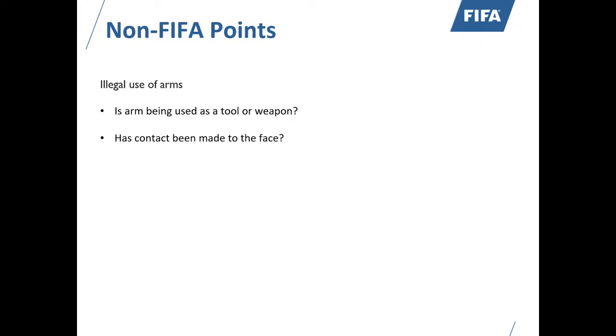Okay. That is right. All right, illegal use of arms. Basically you can use the arm as a tool or you can use it as a weapon. A tool for the arm is just a push. A weapon is a strike, or a slap, or using that forearm to cause damage or injury. Back again, safety. Also, always be aware: has contact been made to the face? And if so, how was the illegal use of the arms used?